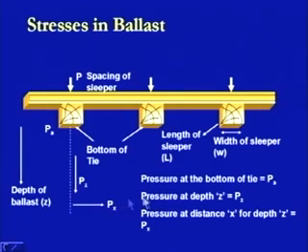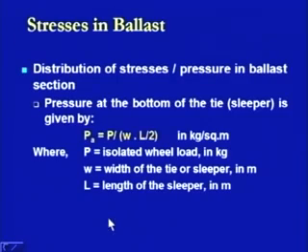So, the pressure at the bottom of the tie, the sleeper, is Pa, and the pressure at the depth z will be Pz, that is we are coming to this level, then it is Pz, and the pressure at distance x from the depth z in this direction is Px. So, this value we can compute as Pa, which is nothing but the load divided by the width of the tie or the sleeper multiplied with the half of the length. So, this is how Pa can be calculated.